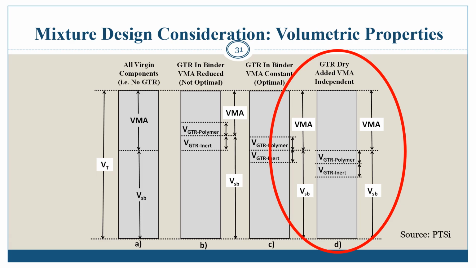And that's exactly what you see here. They're considered part of VMA when blended with asphalt binder. In this case, they're more part of stone, and even the V sub GTR polymer is considered part of the stone. And this is primarily because the mix was designed prior to addition of the rubber, so we already had the VMA and V sub SB, and when you add the rubber, it basically becomes part of the stone or the bulk stone with only a minimal portion contributing to the VMA.